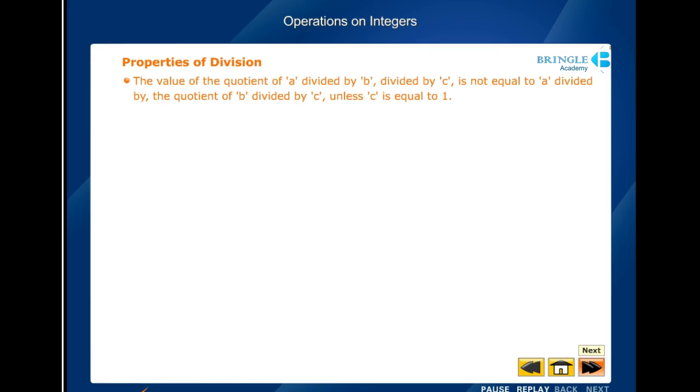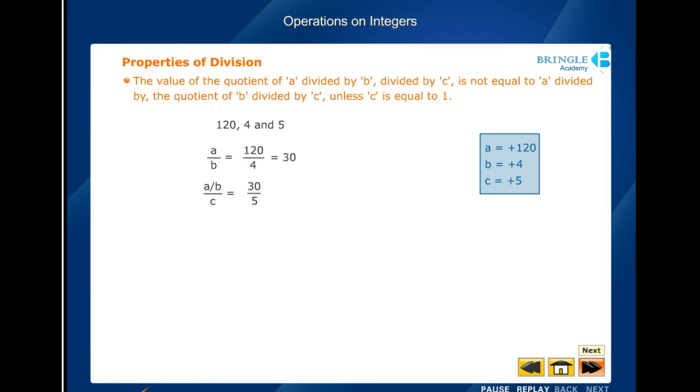The value of a divided by b, divided by c, is not equal to a divided by the quotient of b divided by c, unless c is equal to 1. Let us consider any three integers 120, 4 and 5. Divide 120 by 4. The quotient is equal to 30. Divide 30 by 5. The quotient is equal to 6.